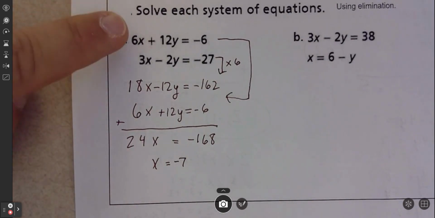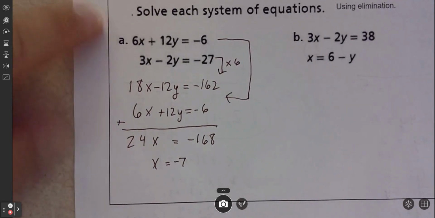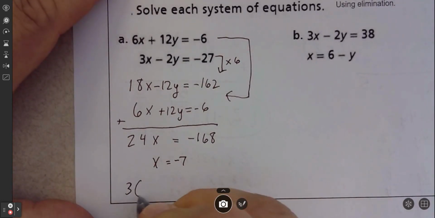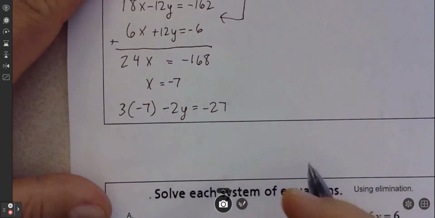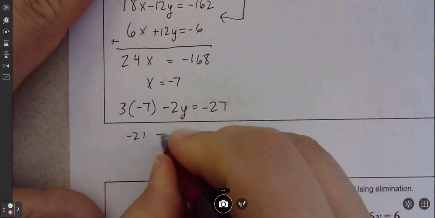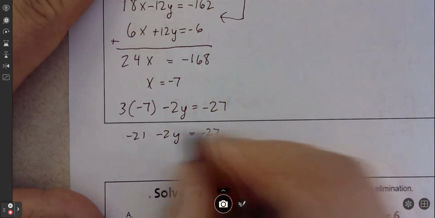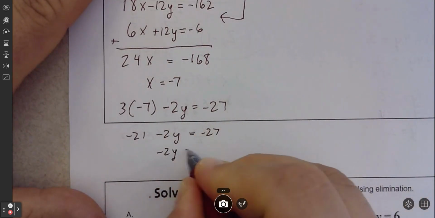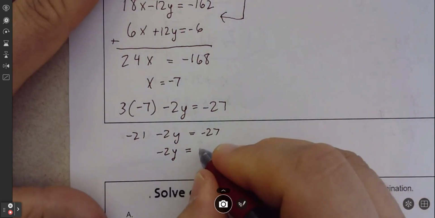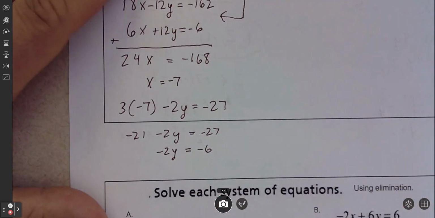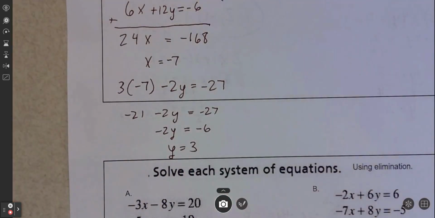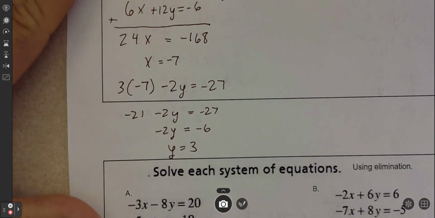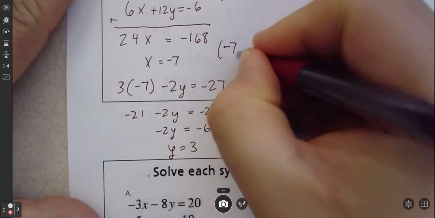We plug that back into the first, the second, or even the third. Which one do you like? Second. 3 times negative 7 minus 2y equals negative 27. Negative 21 minus 2y equals negative 27. Add 21. Is that negative 6? Divide by negative 2, y equals 3. So our answer is negative 7 comma 3.